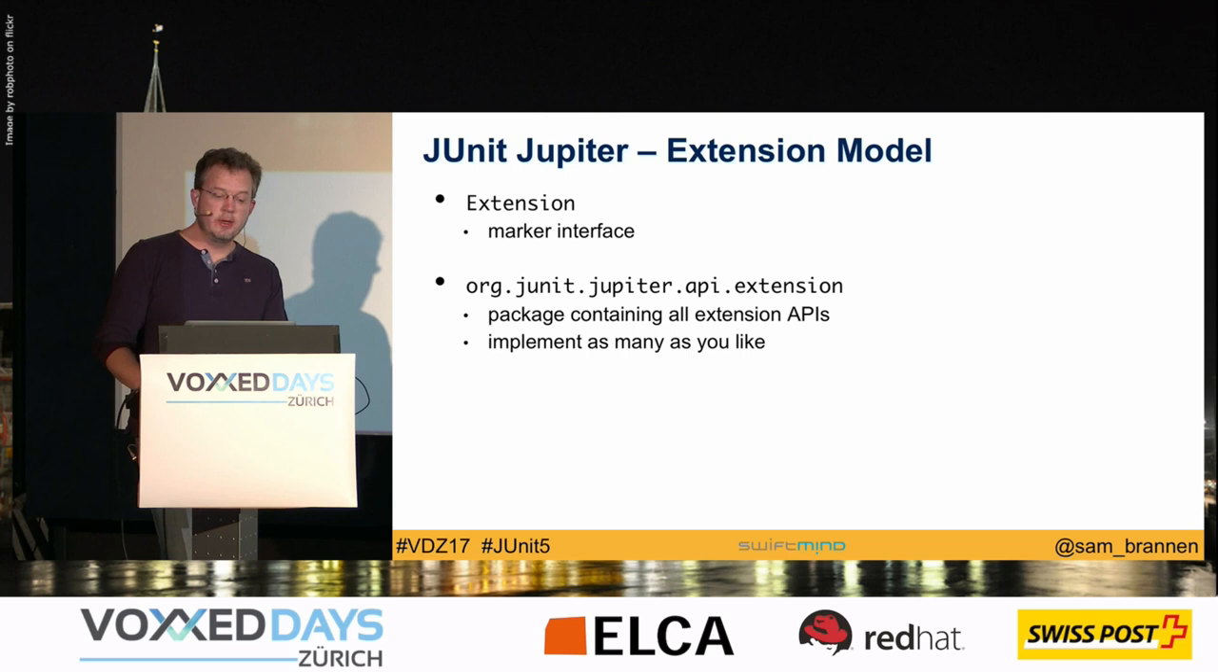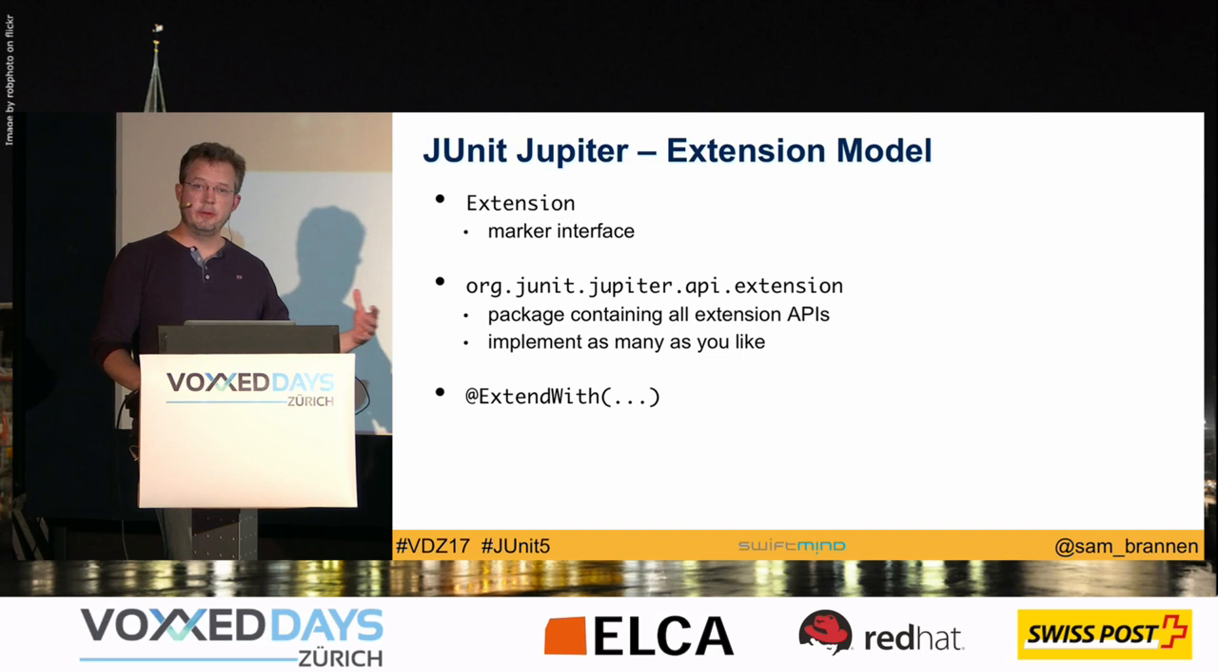One of the great things about the extension model is that you can implement as many of these extension APIs as you want in one particular extension. So if you look at Spring's, for example, it implements about 10 of these extension APIs in one thing. So you can mix and match as you need. And again, that wasn't really possible to do with JUnit 4. In JUnit 4, we had the @RunWith to select a runner. And in JUnit Jupiter, we have an @ExtendWith annotation that allows you to select one or more extensions, and you can combine multiple at the same time, right? So you're not limited to just one.